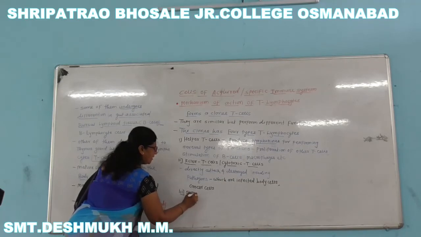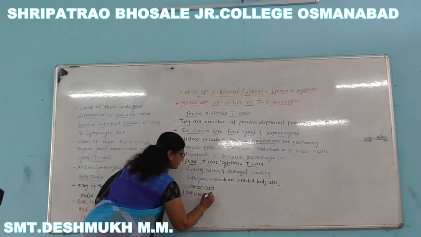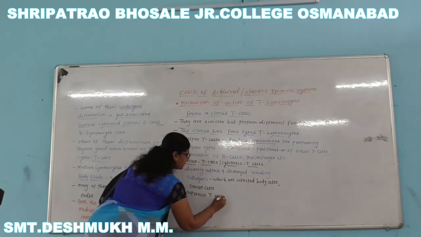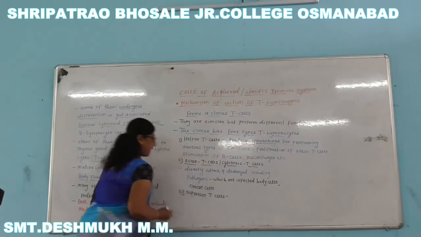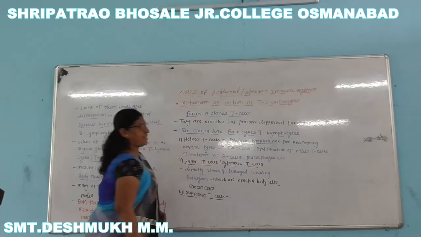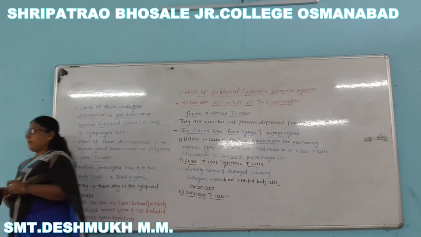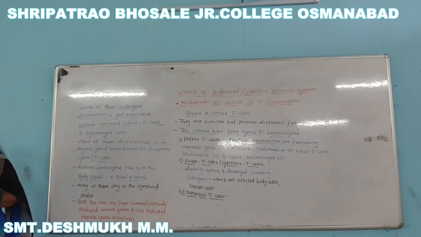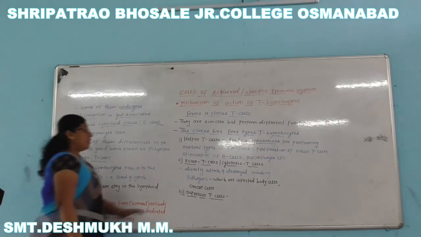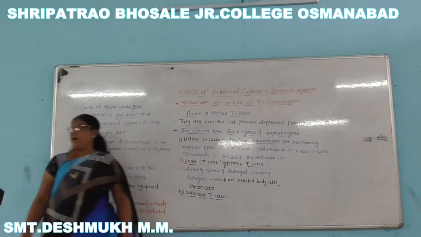Then third is the suppressor T cells. These suppressor T lymphocyte cells suppress the immune system against attack on the body cells.